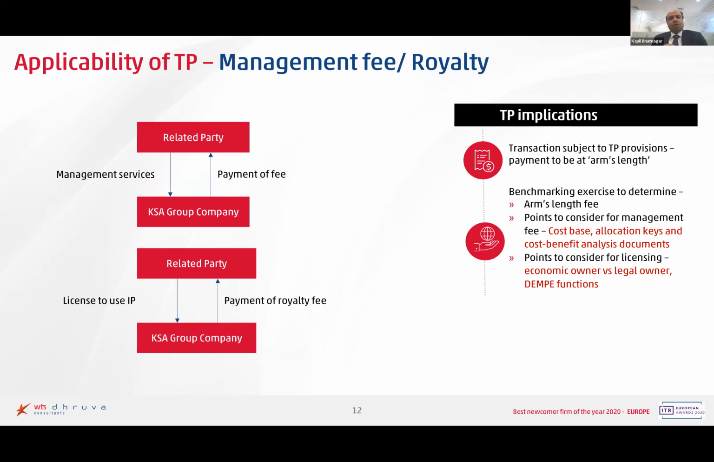Typically, when we're talking about licenses and royalties, it is very important to understand what kind of IP is being licensed out to the group companies, who is the legal owner and who is the economic owner in the entire supply chain. Typically, who is performing the key functions in terms of development, enhancement, exploitation, protection, and maintenance of that IP. And the royalty payments should be factored in, keeping all these aspects in mind.